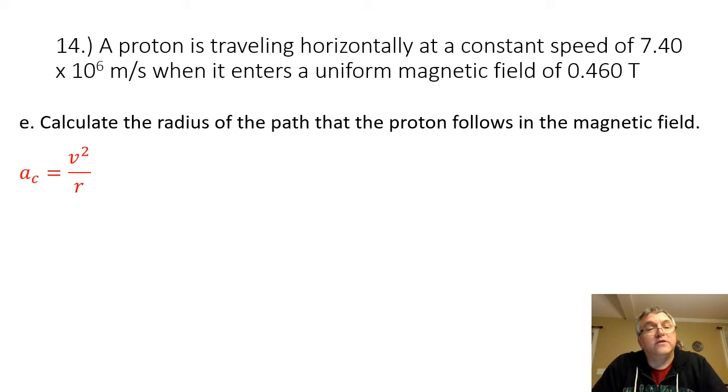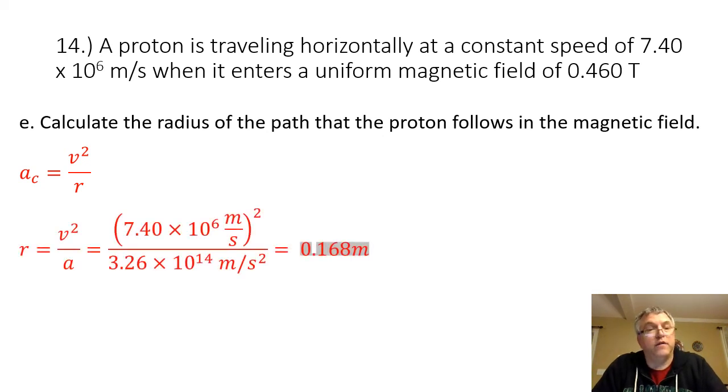accelerations. So to solve this formula for the radius, I know the radius is going to equal the square of the velocity divided by the acceleration. So I plug my known values into the equation, and I'm going to get a radius of 0.168 meters.